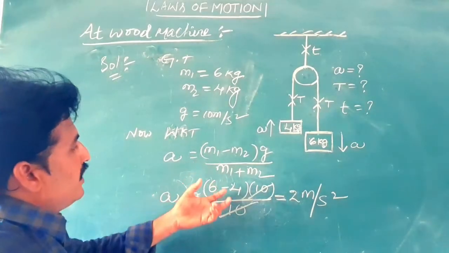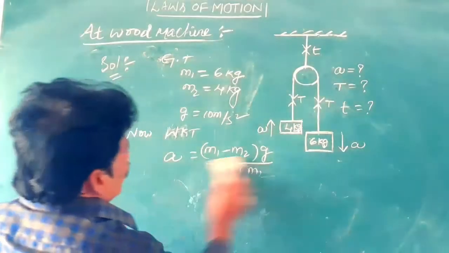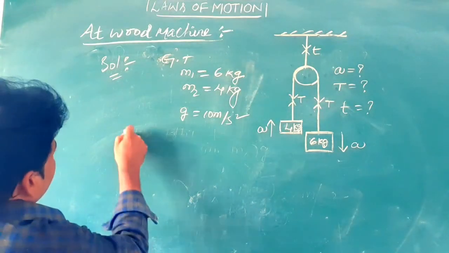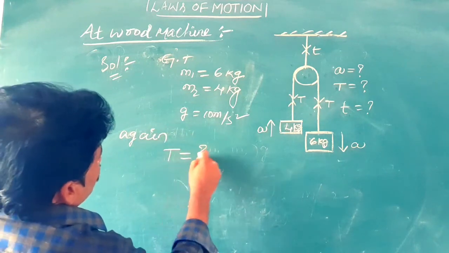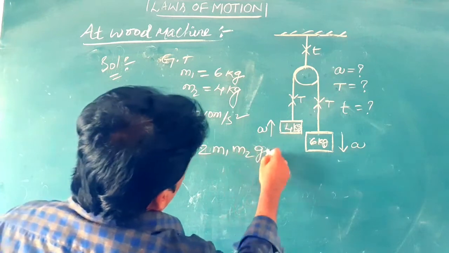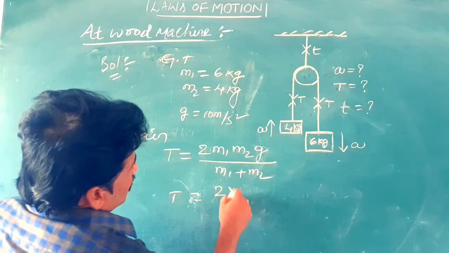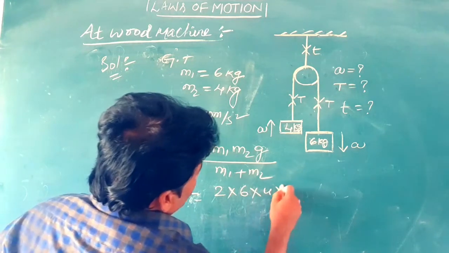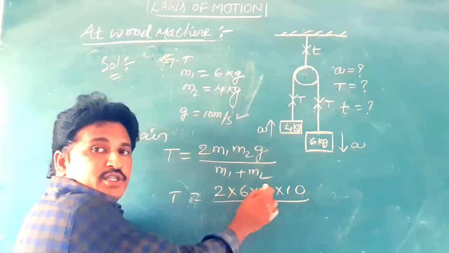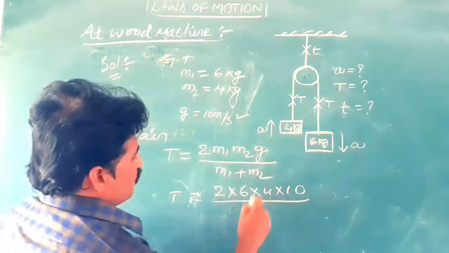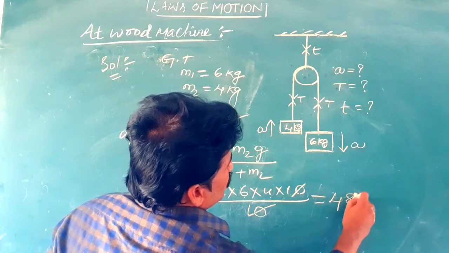This is the formula to find the acceleration in this concept. And also the tension. What is that? Tension T is equal to 2 m1 m2 g by m1 plus m2. Here T is 2 into 6 into 4 into 10 by 6 plus 4, the 10s get cancelled. We get the result as 48 newtons.